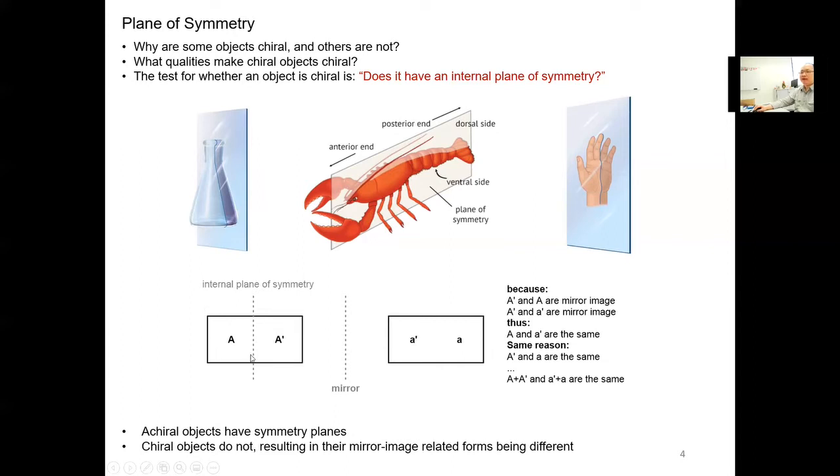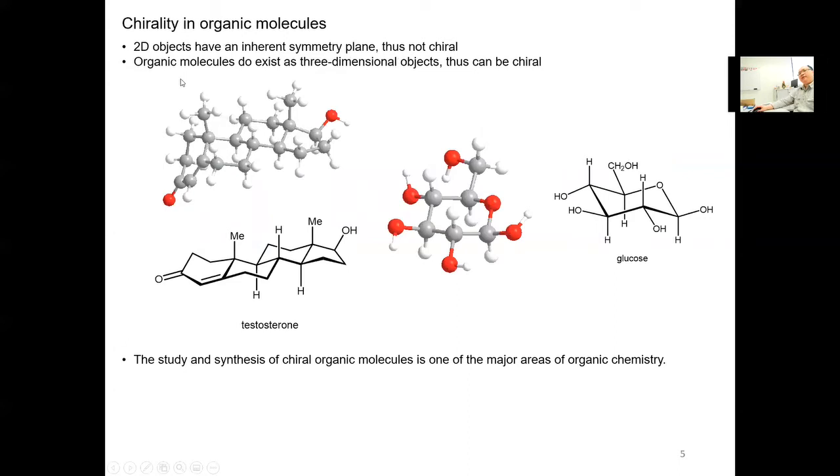That means if an object has an internal plane of symmetry, we can conclude that the mirror image of this object is the same as itself. Thus, it is achiral. Okay, so this is a concept. You don't need to memorize all this logic and proving process, but just know that if an object has an internal plane of symmetry, it is achiral.